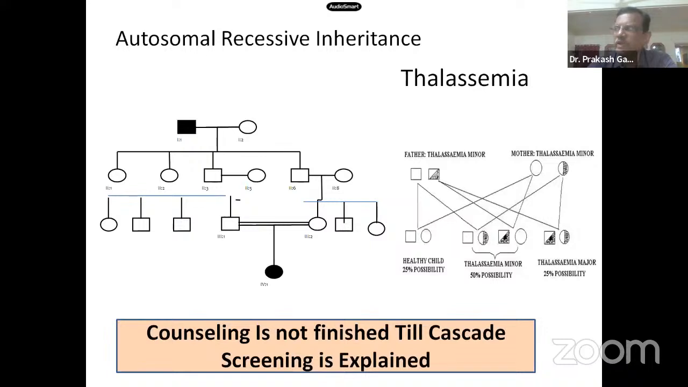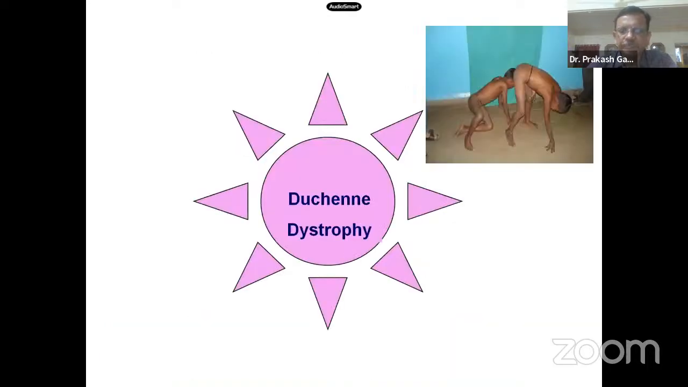Also, don't forget that there is a 50% chance that the first order relatives will be carriers. So that is father's brothers or mother's brothers. Many of them will be in the childbearing age group. So please try to have a carrier status testing for them, and then you can offer them genetic counseling if they require prenatal diagnosis. So your counseling is not finished till cascade screening is done.